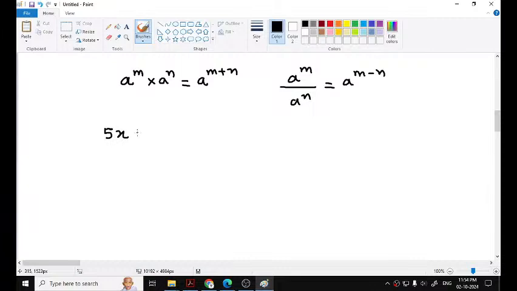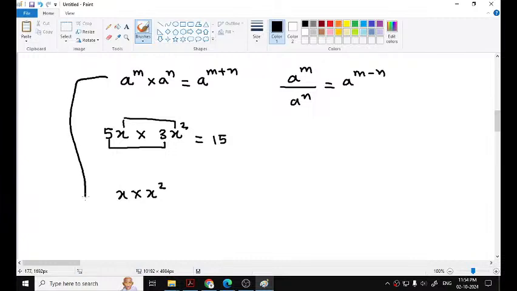If I have 5x multiplied by 3x square, this is our problem or example. Here we are going to multiply constants and variables separately. 5 into 3 is 15. Now x into x raised to 2, their multiplication will be using this law of exponents. As there is no power, we consider this as 1, and this answer will be x raised to 1 plus 2, m plus n. So here we have x raised to 3.